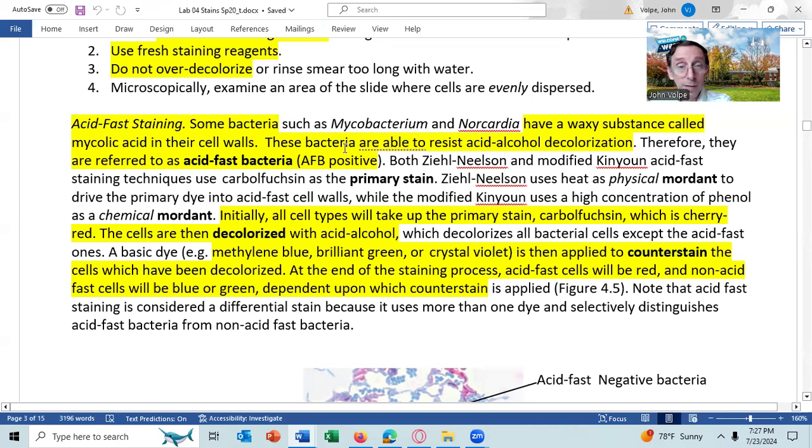These bacteria, the Mycobacterium and Nocardia, are able to resist the acid alcohol decolorization step, and they also resist staining by the crystal violet. And we refer to them as acid-fast bacteria because when we stain them with an acid-fast stain, it gets into the mycolic acid in the cell wall, stains the cells, and then these cells resist the decolorizing step in the acid-fast stain.